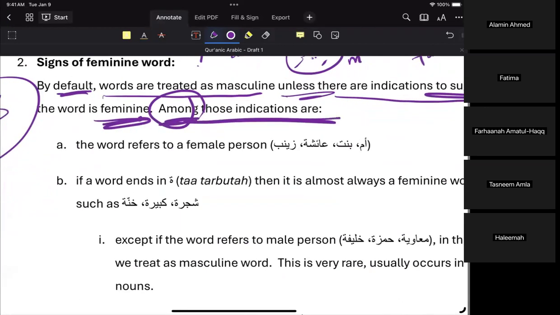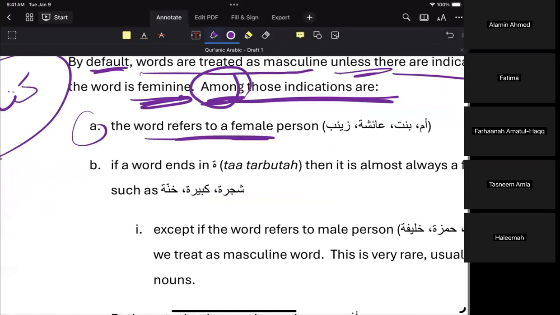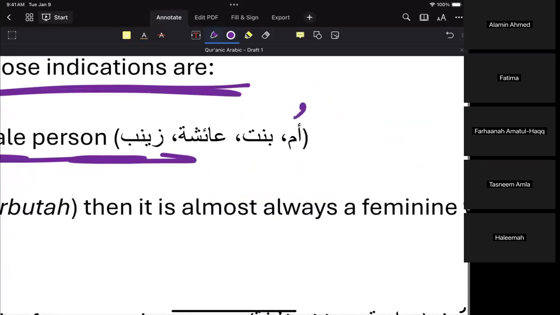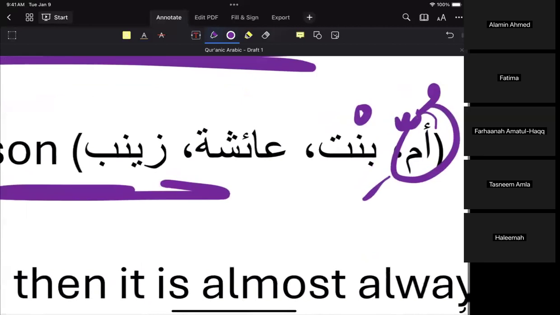Among these indications, number one is that the word refers to a feminine person. This is the most obvious one. If the word refers to a female, we don't care about anything else. That is feminine. For example, ummun is mother, so that is feminine. So all the discussions are closed. Bint is a daughter or girl, so that is feminine. Aisha is a name of a female person, so that is feminine.